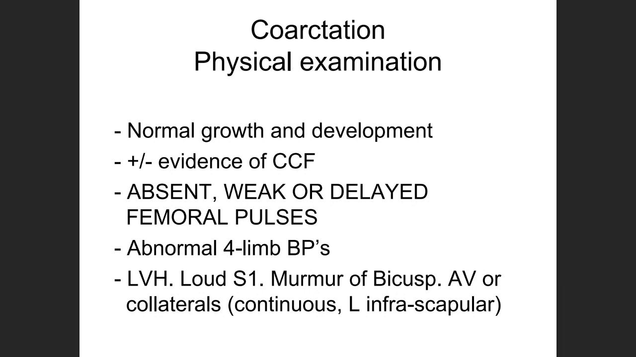There is evidence of left ventricular hypertrophy. Usually the first sound is loud, and there may be a murmur of a bicuspid aortic valve, which, as mentioned before, occurs in up to about 80% of the individuals with coarctation. Or you may get a continuous murmur in the collateral vessels which develop in order to provide blood flow to the descending aorta. And this is a continuous murmur, which you often hear in the infrascapular area.